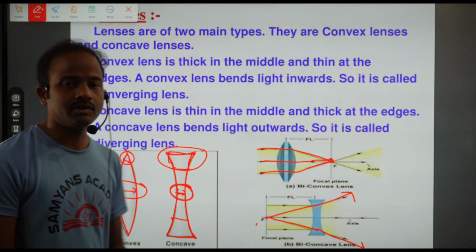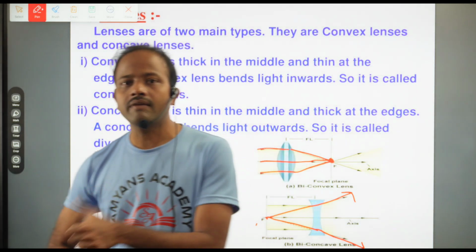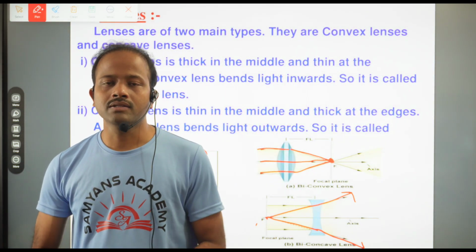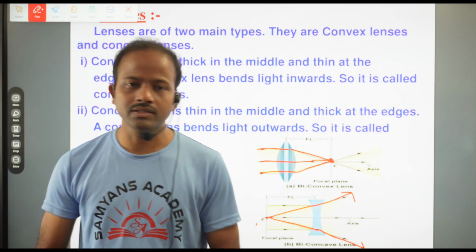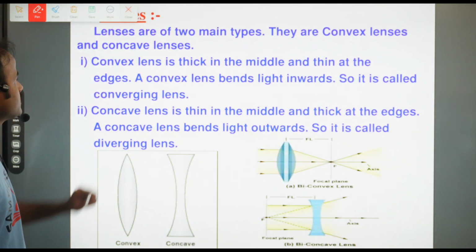Which one is the converging lens? The convex lens is the converging lens. And which one is the diverging lens? The concave lens is a diverging lens. Is it clear, everyone? Right. Okay, now let's move on to the next one.